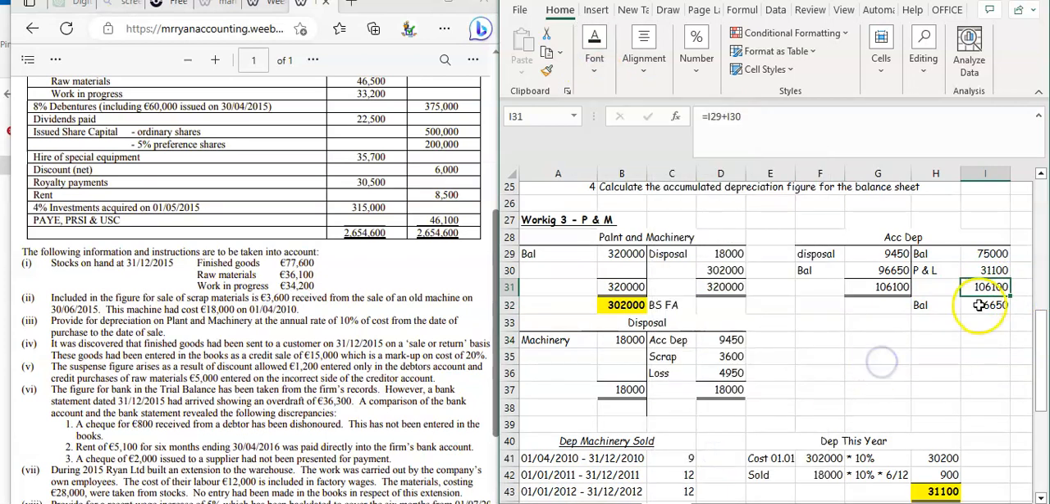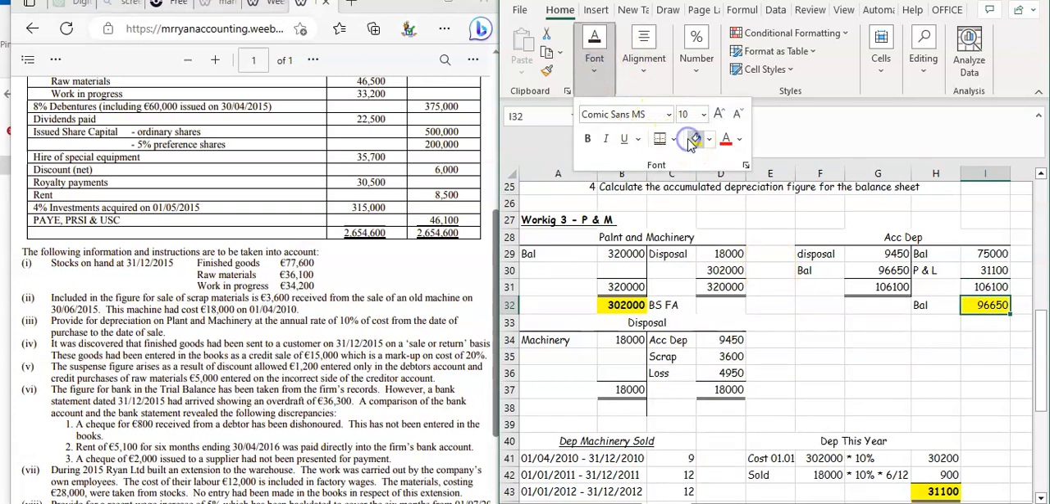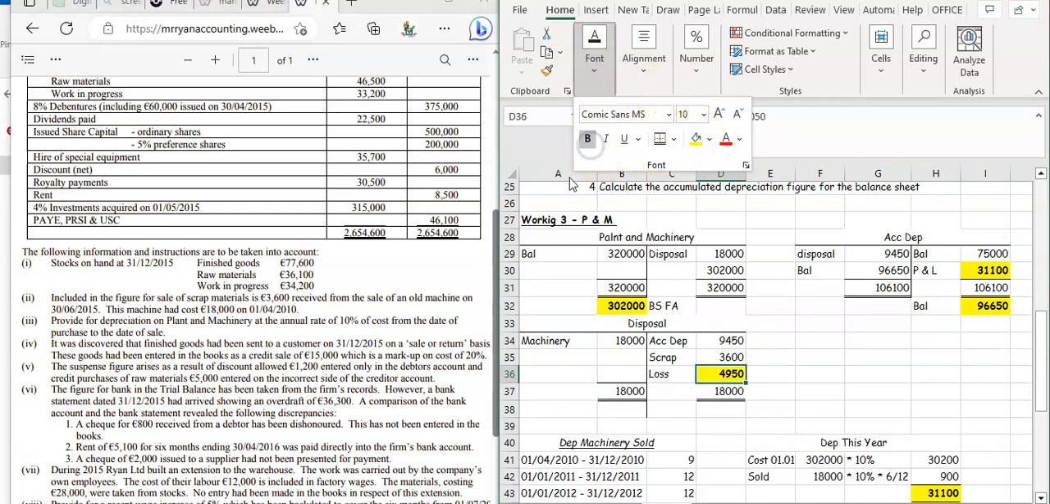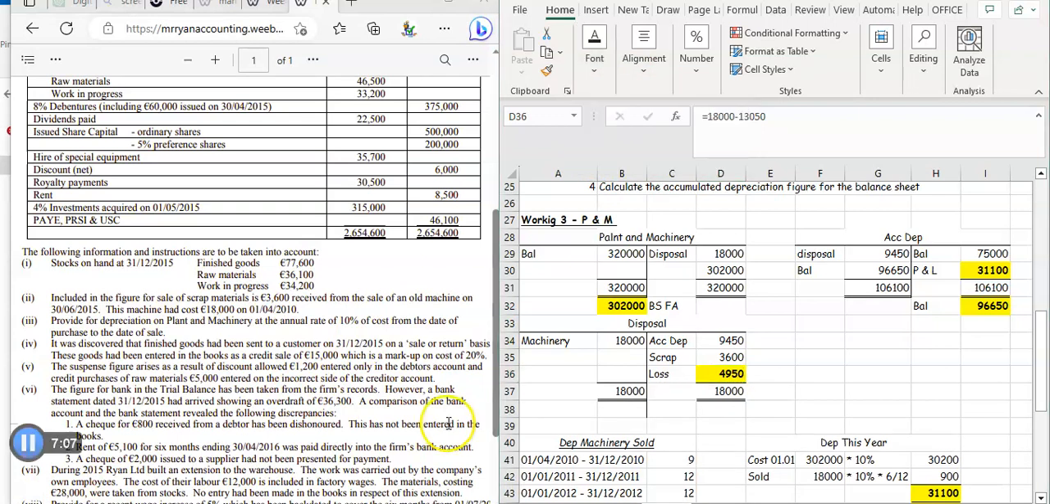So we calculated our accumulated depreciation of 96,650. That'll go into your balance sheet, and then 31,100 goes into your manufacturing account. And then we made a loss of 4,950, and that figure will go into your manufacturing account.